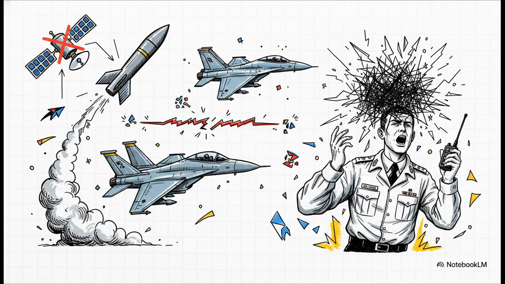You have no GPS, which means your smart weapons just became dumb bombs. You have no data links, so your friendly forces can't share information with each other. And you have no communications, so commanders can't command. In a world where data is the new ammunition, losing the spectrum means you've already lost the war.